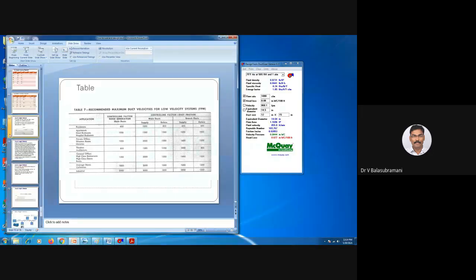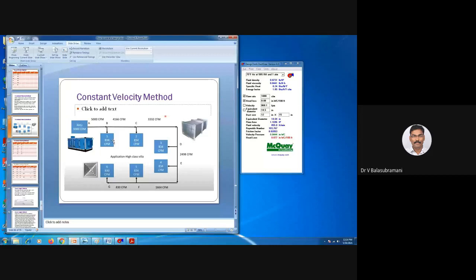So there is a high class villa, apartment, the hotel bedroom. This is where comfort is very important. So the second column, air velocity is equal to 1000 FPM. That value should be less than the table value. Your value should be less than the table value, then only you may continue the problem. Otherwise, you have to do something.